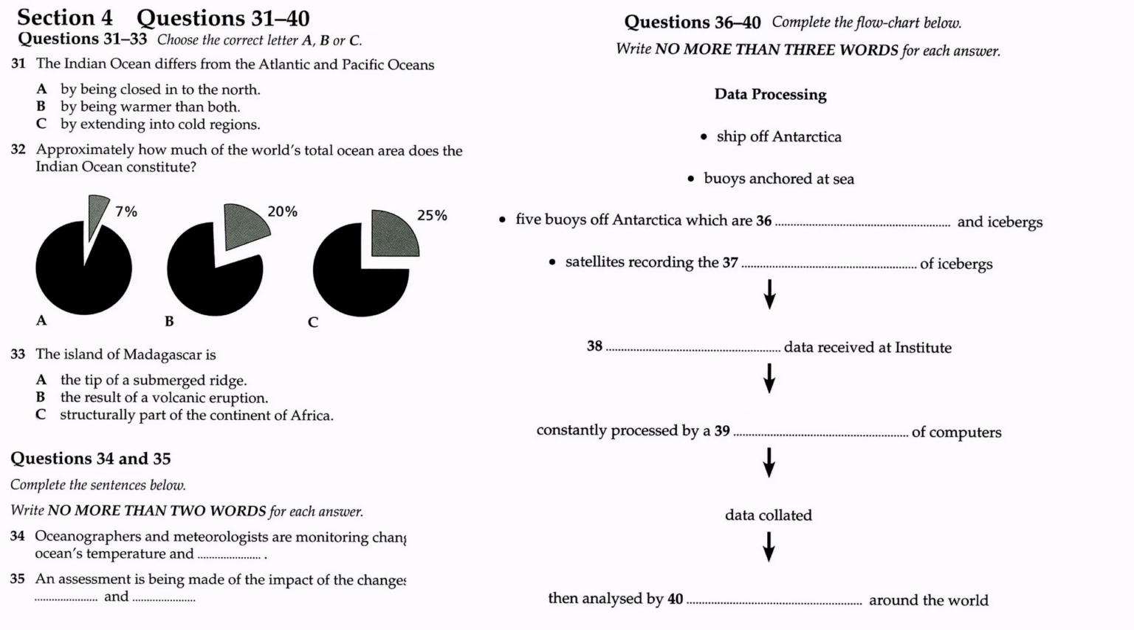As you can see from the diagrams here on the screen, showing the relative size of the planet's 5 oceans, the Indian Ocean comes third after the Pacific and Atlantic Oceans, but is larger than the Southern Ocean and the Arctic Ocean. On this slide, you can see that the Indian Ocean is different from the 2 larger oceans in that it is landlocked to the north and does not extend into the cold regions of the North Pole.